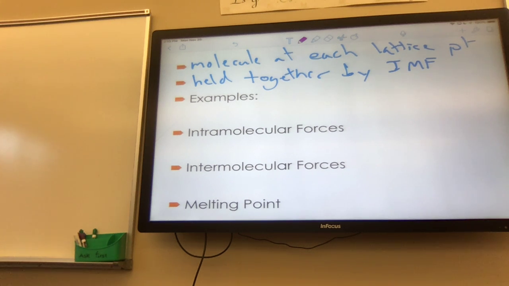What are some examples of molecular solids? Well, dry ice. Dry ice, that's a good one. I'm going to put CO2 in parentheses so we remember what that is. Sulfur dioxide.